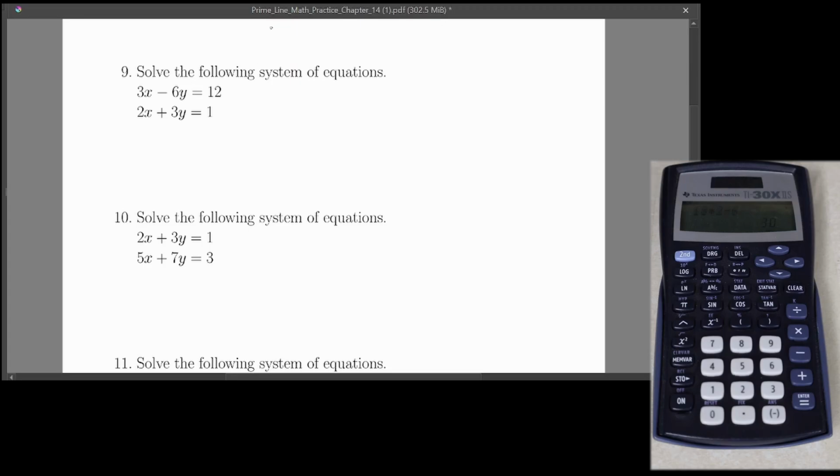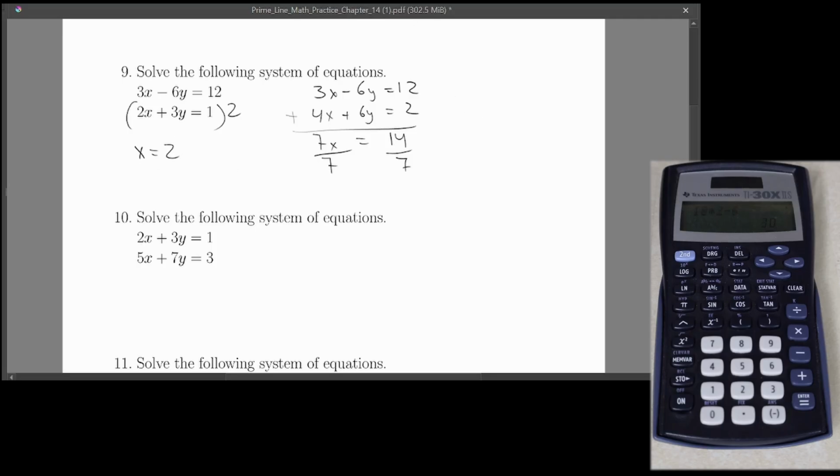Okay, solving for our systems of equations. I notice that the difference here is that this is a 6 where this is a 3. I'm going to multiply this whole thing by 2. So I'll keep the 3x minus 6y equals 12. And then here 2 times 2x will give me 4x plus 6y equals 2. And I'm going to add these and get 7x equals 14. The y's cancel out. Divide by 7, and I get x equals 2.